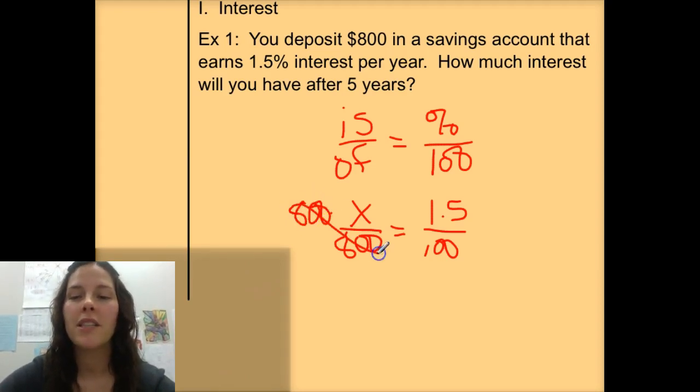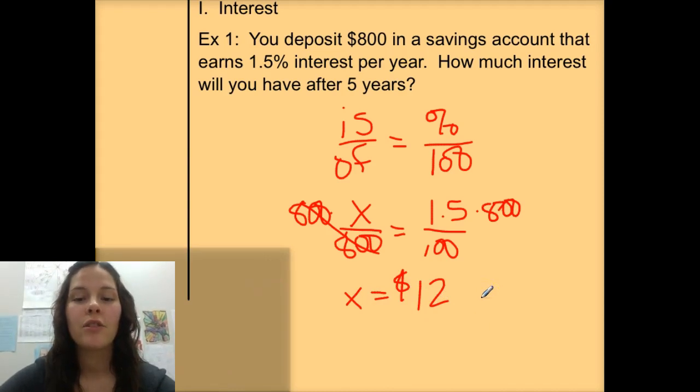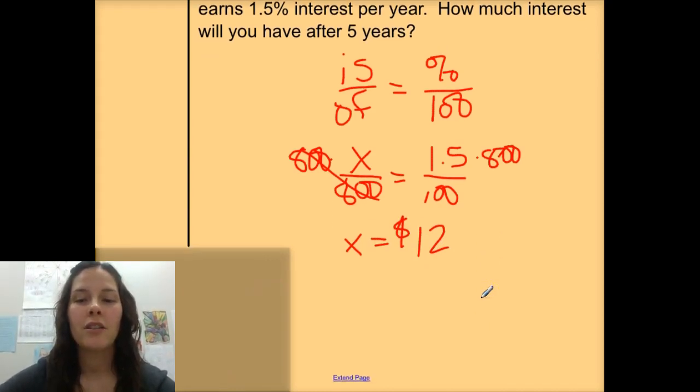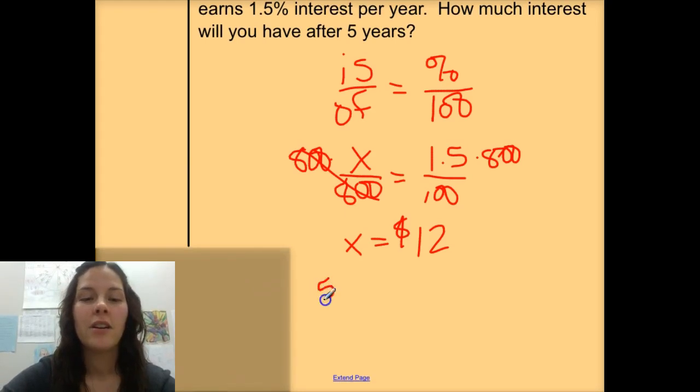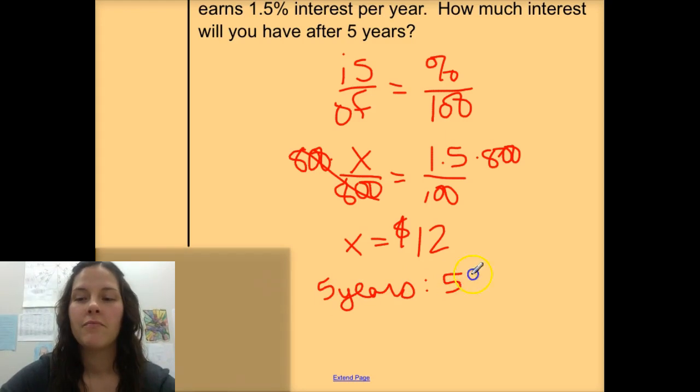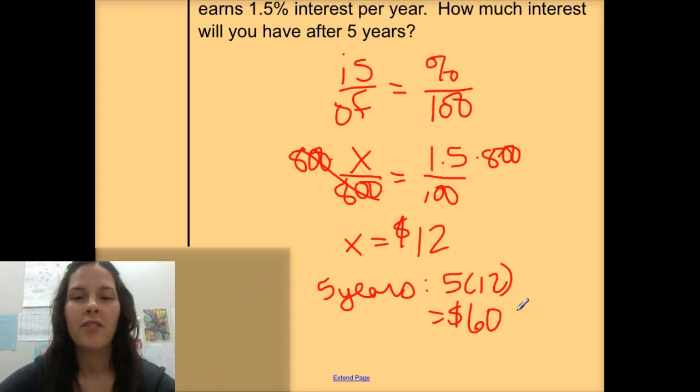So we multiply both sides by 800. And it turns out we earn $12 in interest per year. So in order to figure out how much we earn after 5 years, we'll multiply our interest by 5. 5 times 12 will give us a total of $60 in interest after 5 years.